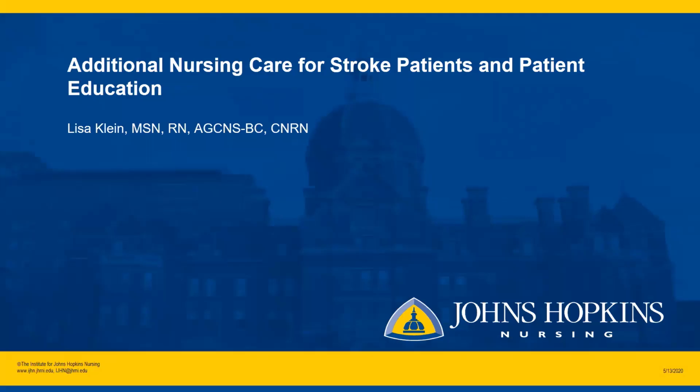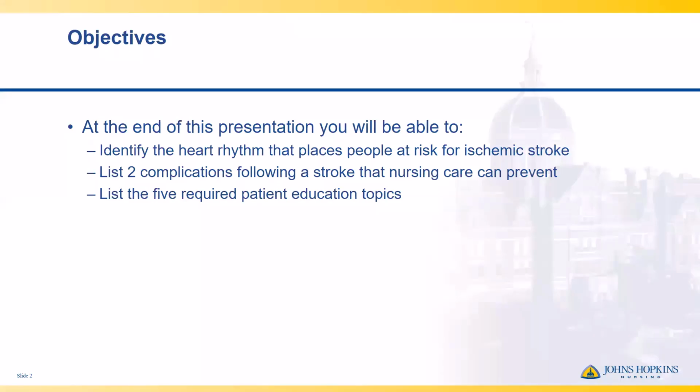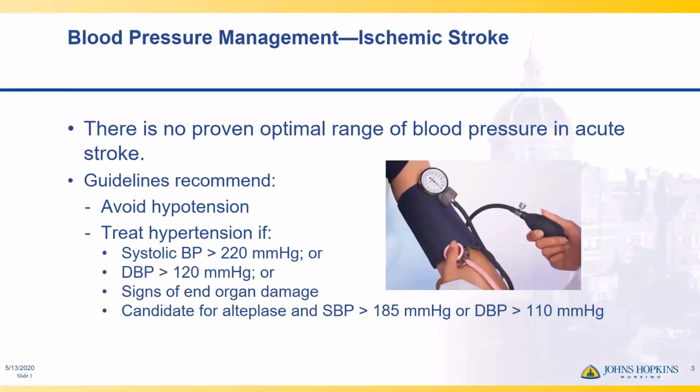Now we're going to go over some additional nursing care for stroke patients and also patient education. Our objectives will be that you will be able to identify the heart rhythm that places people at risk for ischemic stroke, list 2 complications following a stroke that nursing care can prevent, and list the 5 required patient education topics for stroke centers. First off, we have blood pressure management for ischemic strokes.